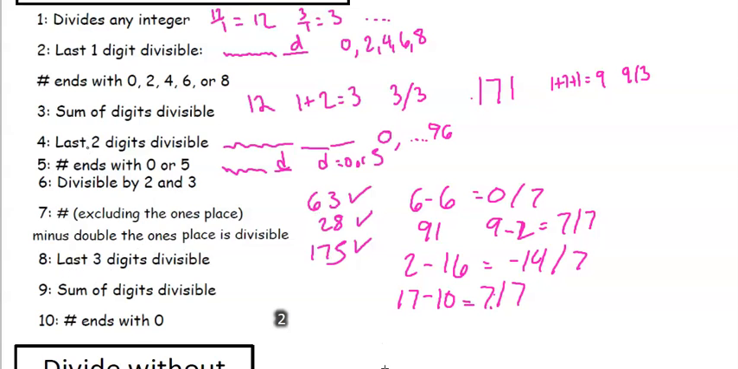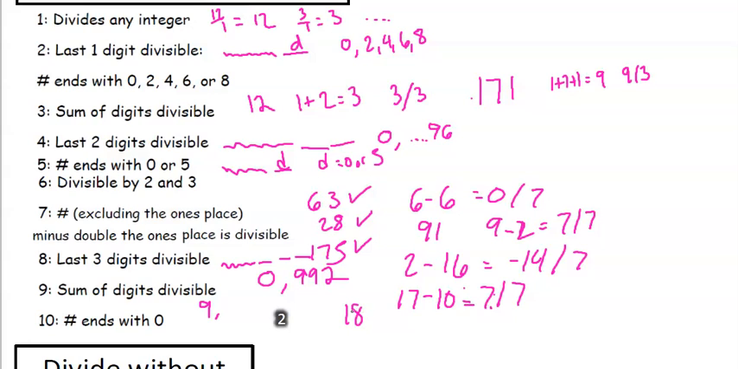And then 8, instead of 4 for last 2 and 2 for last 1, now the last 3 digits need to be divisible. So you'd write all the multiples of 8 from 0 to 992 if you want to see all the possibilities for this to work. And then for 9's, it's just like 3's, the sum of the digits has to be divisible. So the sum of the digits has to be eventually either 9 or 0.